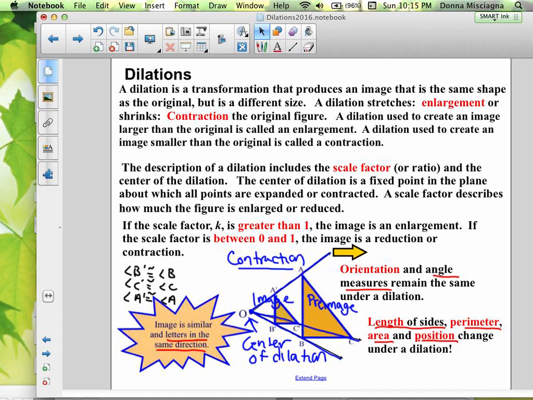Things that stay the same. Orientation and angle measures remain the same under a dilation. It's going to be facing the same direction. Everything's going to be in the same order.